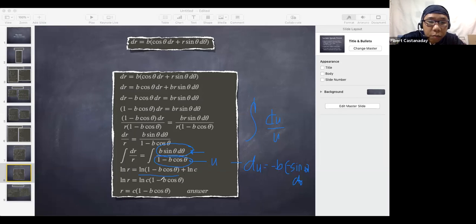So you have c times 1 minus b cosine theta. And then you can now apply the anti-ln to both sides of the equation. That's why you have r equals c times 1 minus b cosine theta. Okay, so that's it. Any questions here or clarifications? None? People? None? Okay, po. Great.